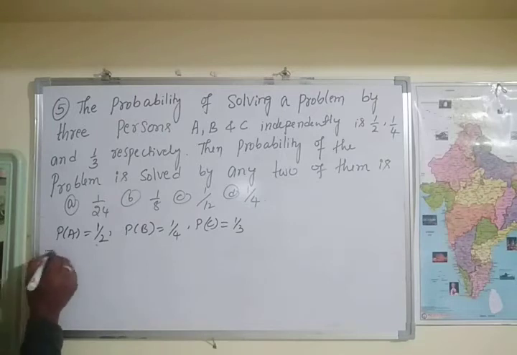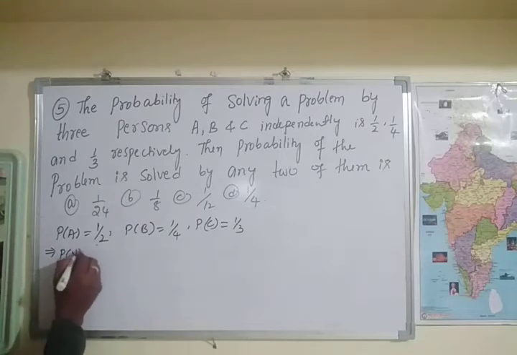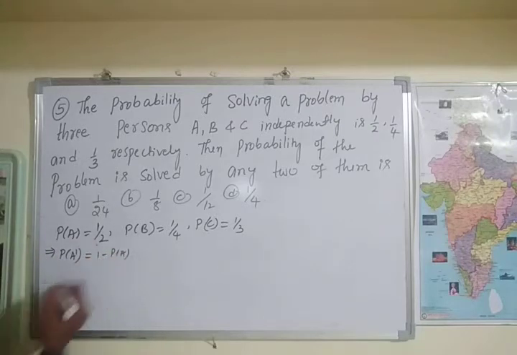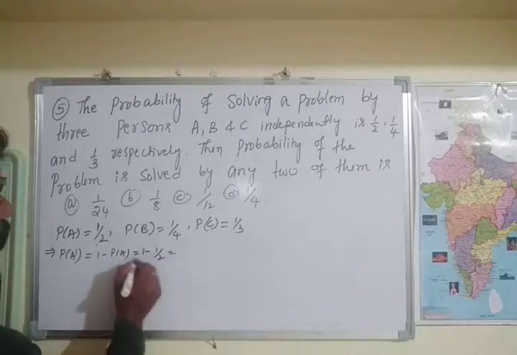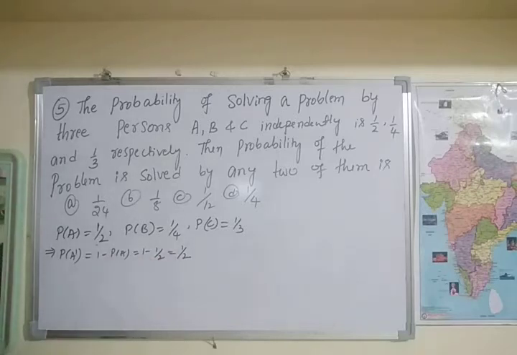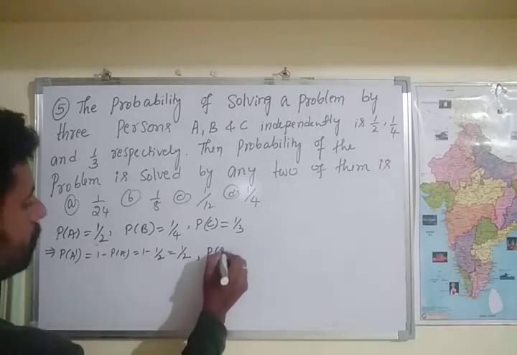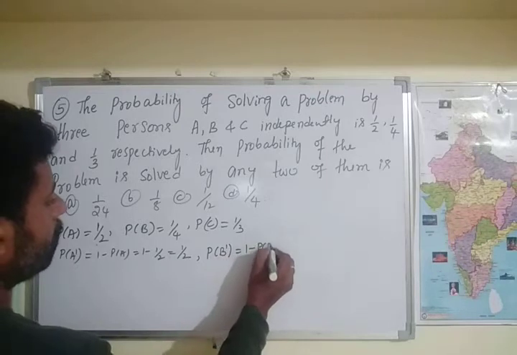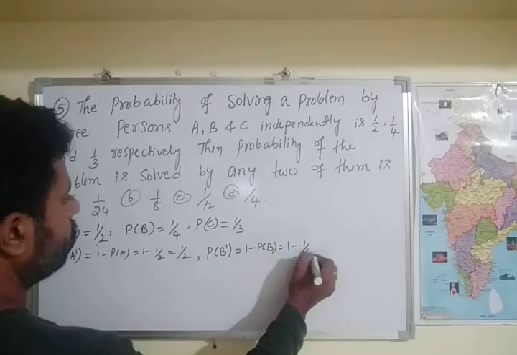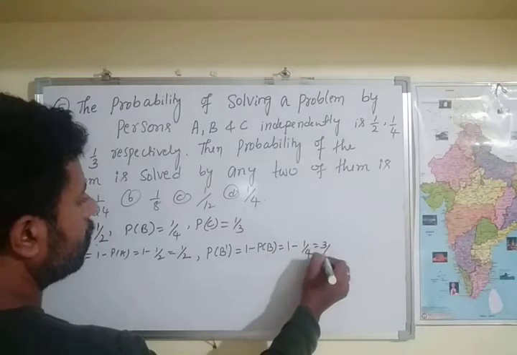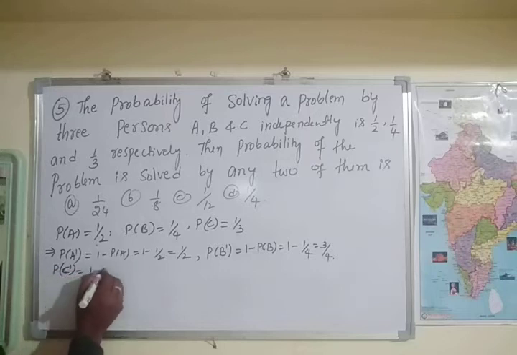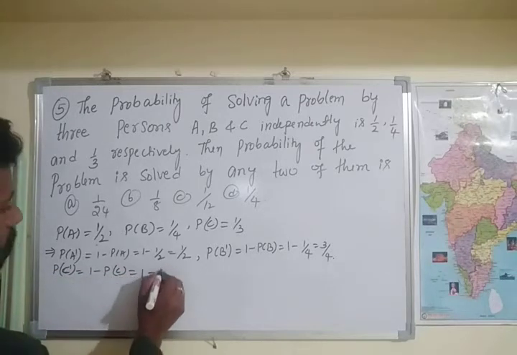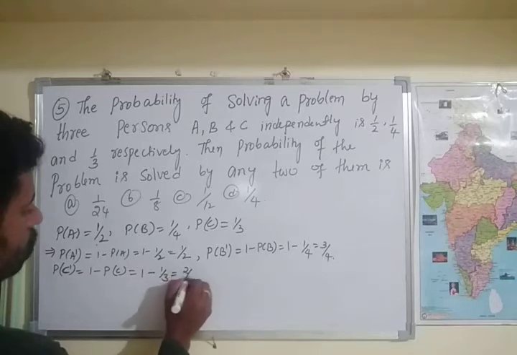Now this implies here we have to find P of A dash. Probability of A dash is equal to 1 minus P of A. We have P of A as 1 by 2. See, 1 minus 1 by 2 is equal to 2 minus 1 is 1 by 2. Next, similarly, P of B dash is equal to 1 minus P of B, which is 1 minus 1 by 4. Take LCM as 4. 4 minus 1 is 3 divided by 4. Next, last result, P of C dash is equal to 1 minus P of C, 1 minus 1 by 3. Take LCM as 3. 3 minus 1 is 2 divided by 3.